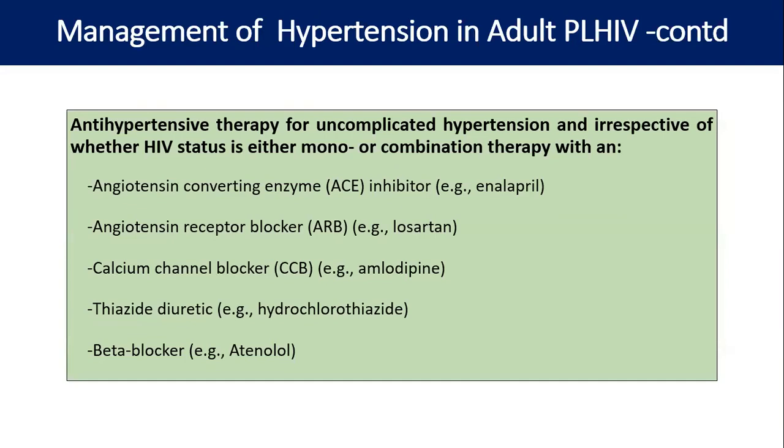Antihypertensive therapy for uncomplicated hypertension involves different classes of antihypertensives, like angiotensin converting enzyme inhibitors like enalapril, angiotensin receptor blockers like losartan, calcium channel blockers like amlodipine, thiazide diuretics like hydrochlorothiazide, and beta blockers like atenolol. These are examples of some of the members, but each category has got different members. These are some of the examples only.